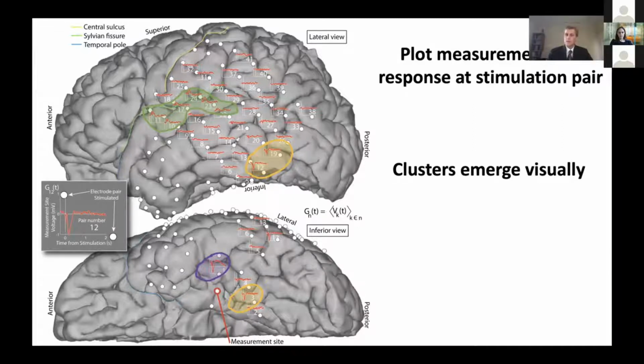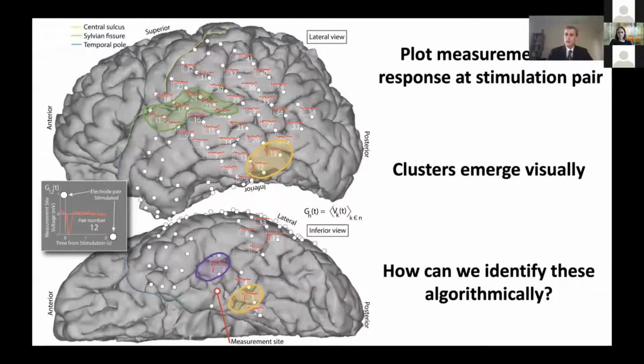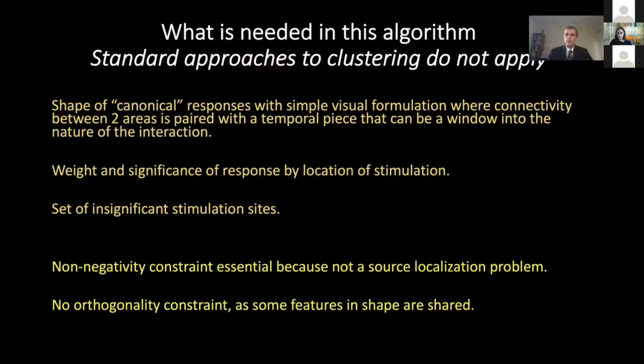So these clusters emerge visually, and we can ask ourselves, is there a way we can identify these algorithmically? For those of you that are used to standard clustering techniques or standard component decomposition techniques, the standard approaches simply don't apply. Namely, the fact that we're always measuring from the same site means that responses of similar shape but flipped polarity or flipped sign should never be clustered with one another, because we're only measuring from one site. And since it's not a source localization problem, we really should be clustering positive and negative responses differently.